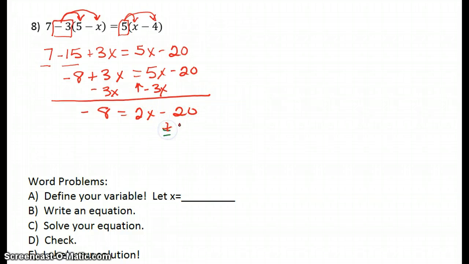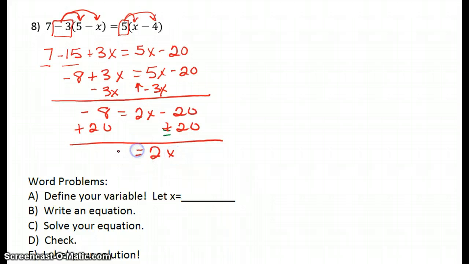Add 20 to both sides using our SADMAG. You get that 2x equals 12. Divide by 2, divided by 2, x equals 6. Then I'm going to put that in my calculator and check it.